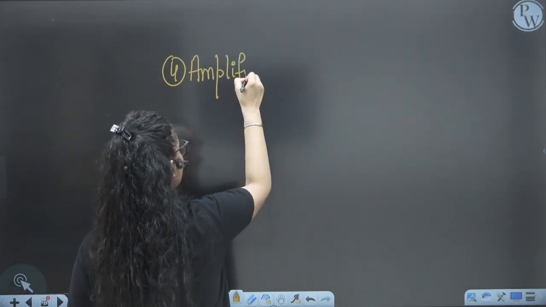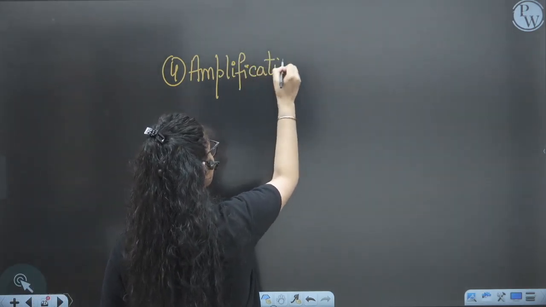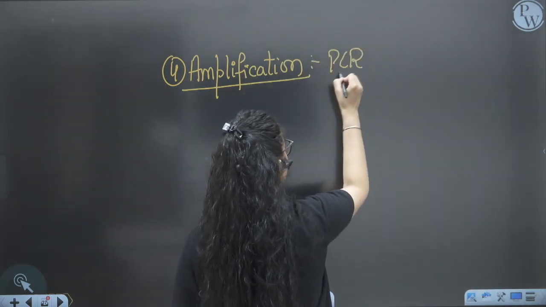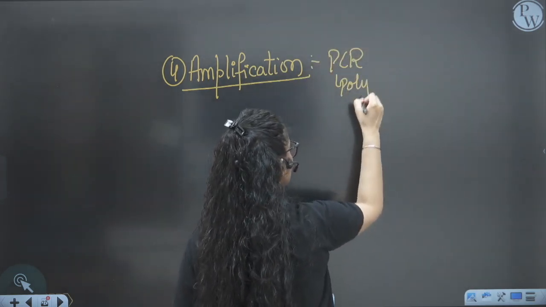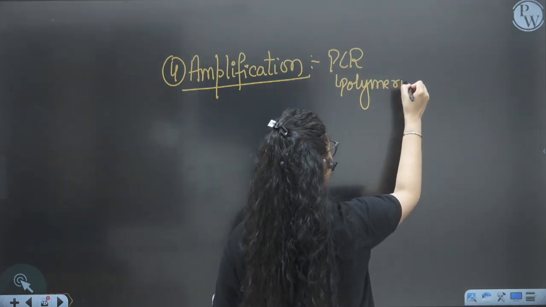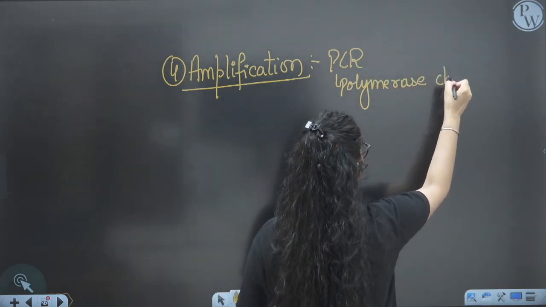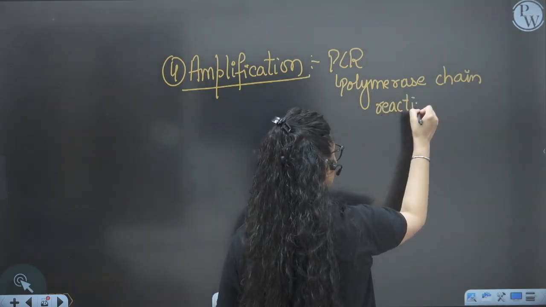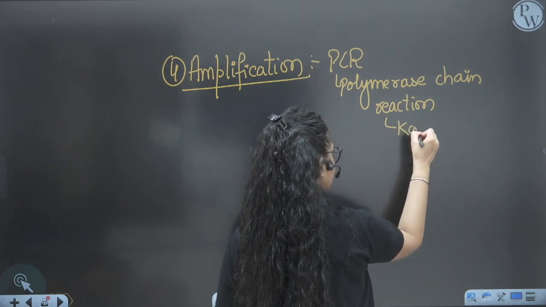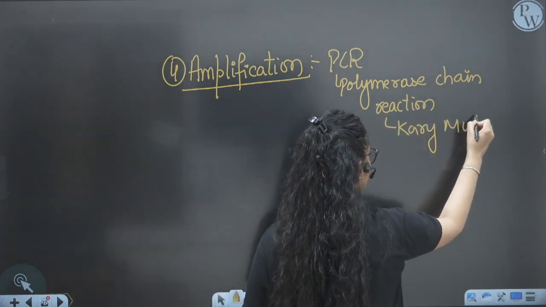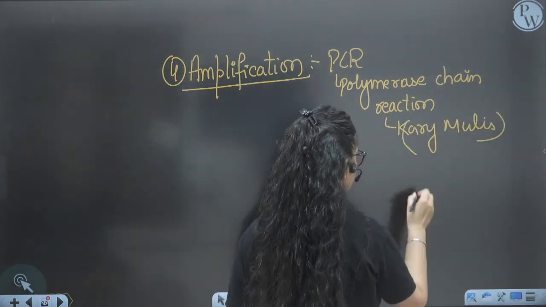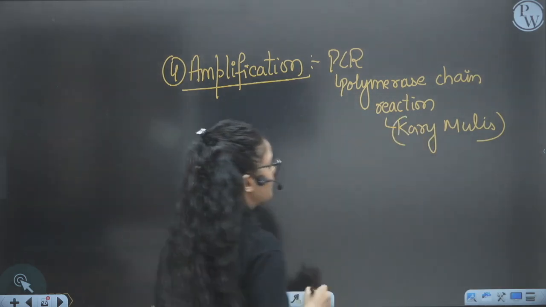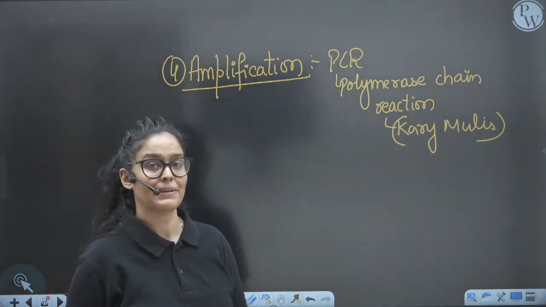So amplification of gene of interest using PCR, and PCR stands for polymerase chain reaction, which was invented and used for the first time by Kary Mullis, right? So you have to remember this. That is the polymerase chain reaction. So what is the polymerase chain reaction?